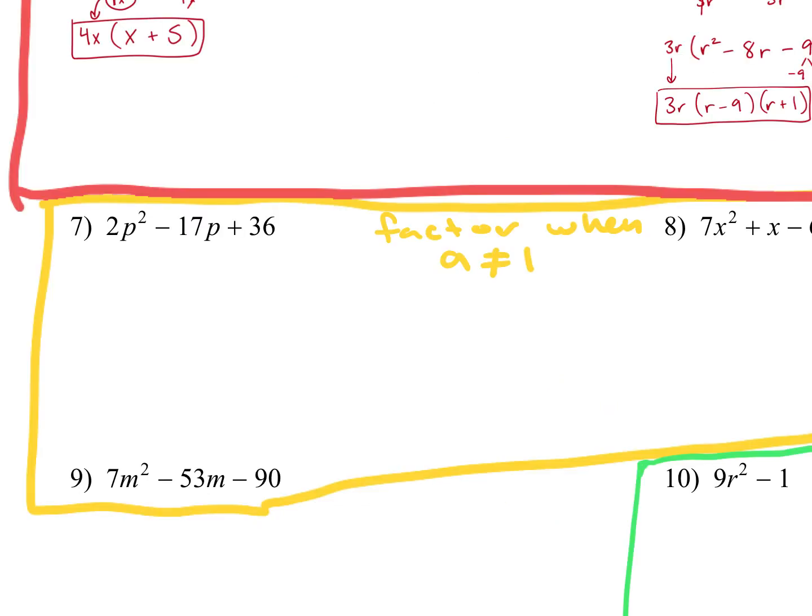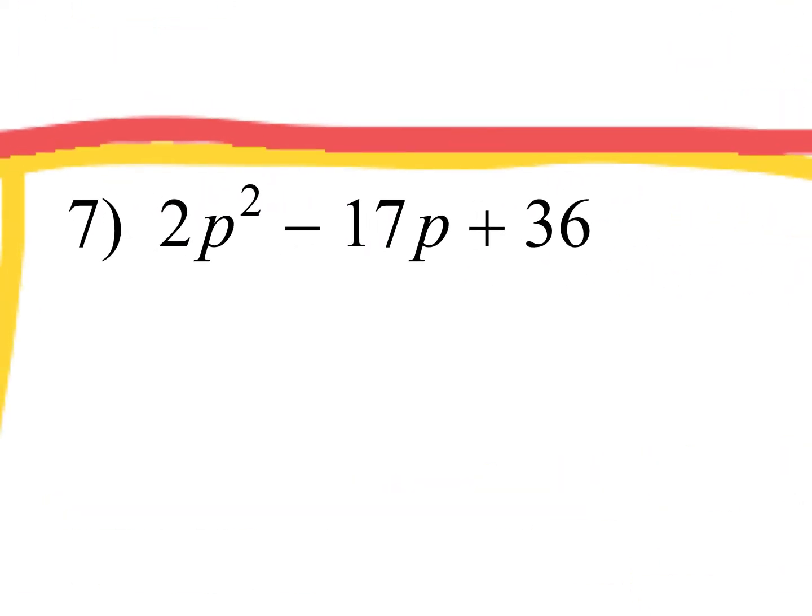So here we are factoring when a is not 1. How can we factor when a is not 1? What do we need to do first? Multiply what? Multiply the first times the last. So it's 2 times 36. 72. And what are 2 factors of 72 that add to negative 17?